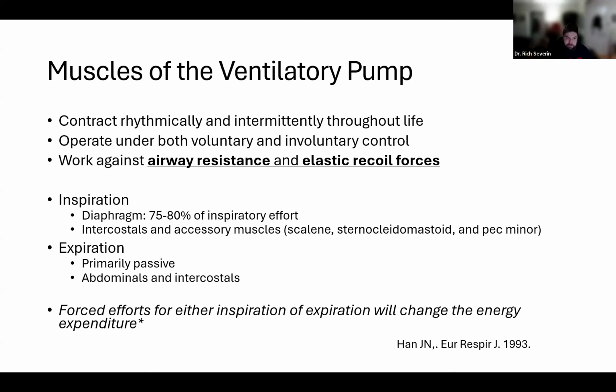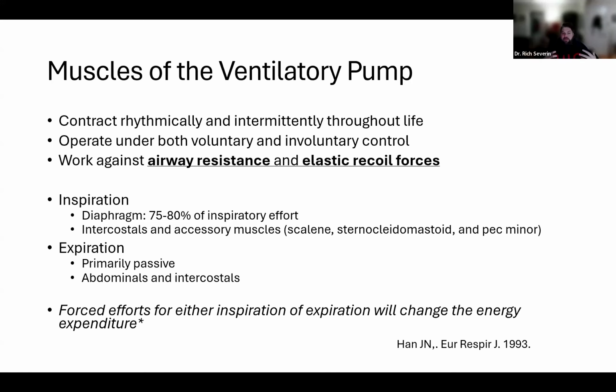Now, the key thing, we'll get into this later on, is that the breathing muscles don't really work against gravity in the common sense that we think about it. They primarily work against airway resistance and elastic recoil forces. And we'll get into more of that when we talk about the work of breathing and what that entails. But they don't work against gravity. That's kind of a key thing to think about. It's a little different than other muscles if you think about it that way. So they work against slightly different forces.